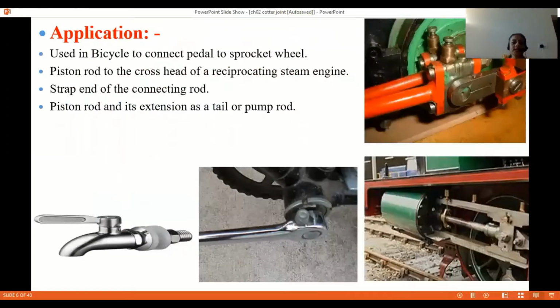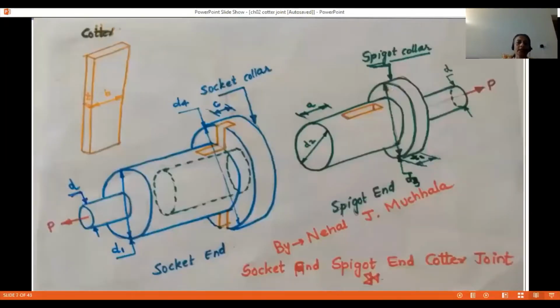Here we will see, students, various applications of the quarter joint. It is used in the bicycle to connect the pedal to the sprocket wheel. Here you can see an example. It is used for the piston rod to the crosshead of a reciprocating steam engine. We can see an example here. Next, we can see its application in the strap end of the connecting rod. It is also used in the piston rod and its extension as a tail or pump rod. There are many other applications also.